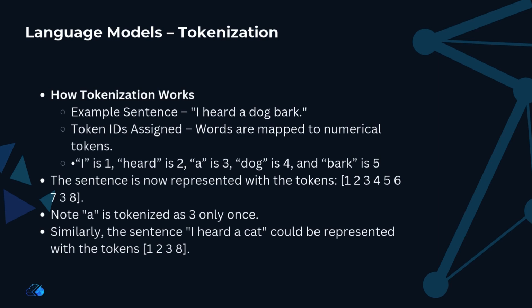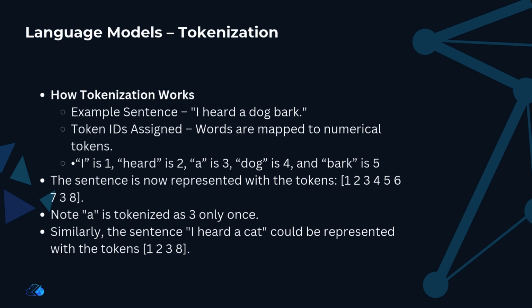So, how does tokenization work? Imagine we have a sentence: I heard a dog bark. A simple tokenization process might assign IDs to each word, like I, which is token 1, heard, token 2, a, token 3, dog, token 4, and bark, token 5. The sentence could be represented numerically as 1, 2, 3, 4, 5.